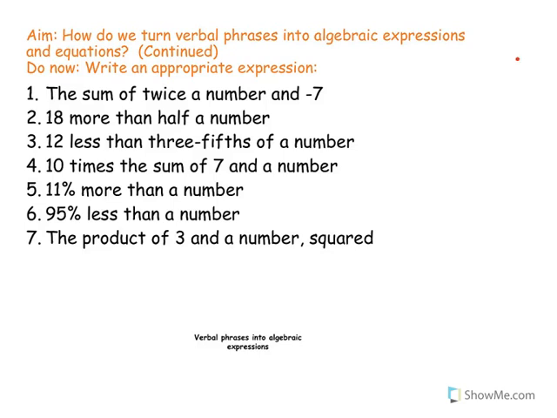So the first one says the sum of twice a number and -7. I know that sum means addition. I know twice a number means 2x or 2n or 2 times whatever your variable is. So I want the sum of this number and -7. At this point in the lesson, guys, in person I'd ask, what's a better way of saying 2x plus -7? And of course, the better way is just saying 2x minus 7. But either one is going to be appropriate.